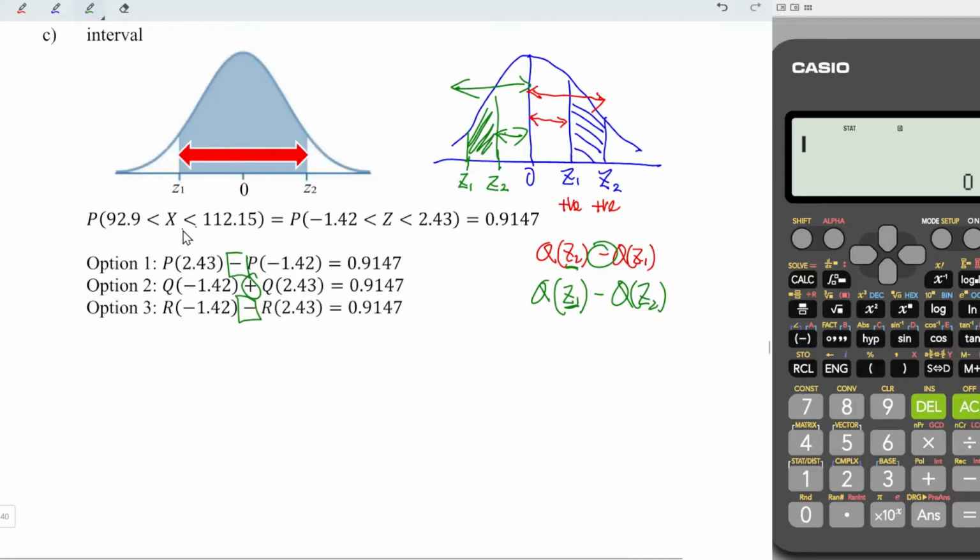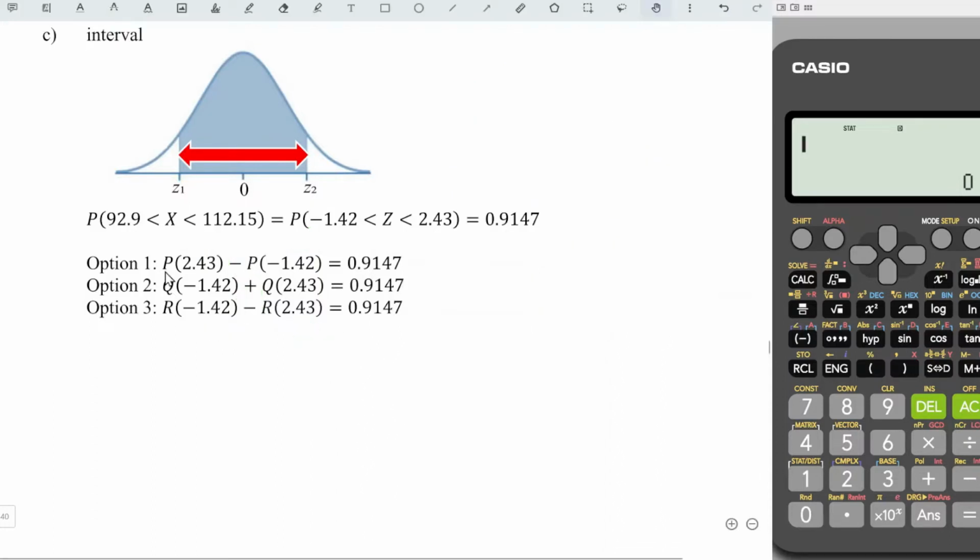And for P is always big minus small. And for R is always small minus big. Let's use the P function to determine the probability for this case. So we have shift 1, distribution, we want P, so we use big, and we should close bracket and minus shift number 1, 5 for distribution, again P, the smaller value, negative 1.42. Press equal and we should obtain the correct probability rounded to the nearest 4 decimal places.